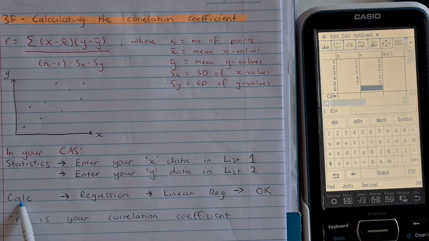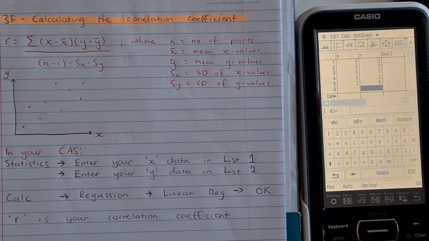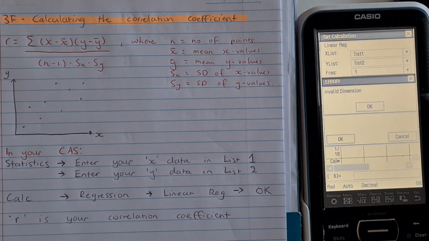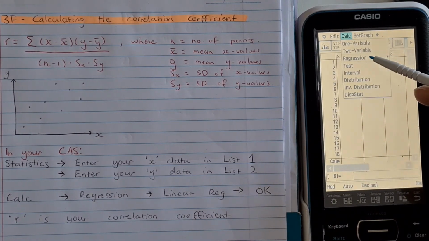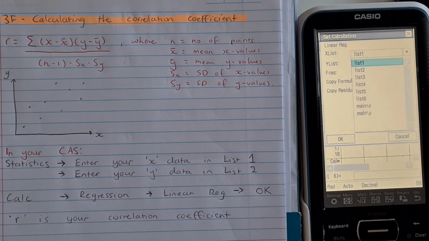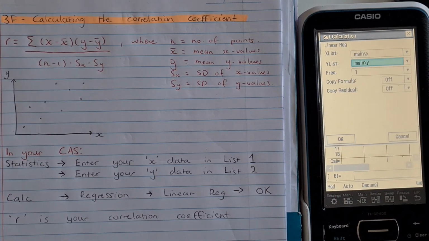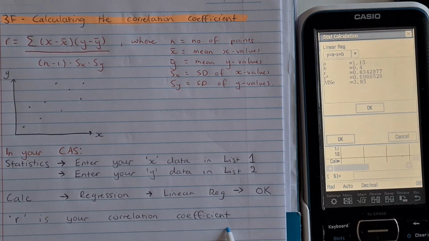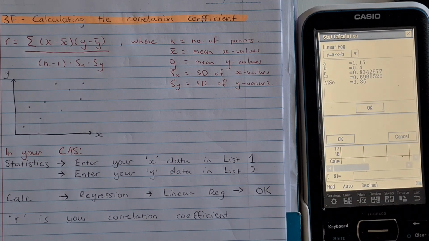Next part is we go calc up here, then regression, then linear regression, and hit OK. Oh, see, that didn't work because I've renamed them X and Y. So I want to select X and select Y. If you didn't rename them, you can leave it as list 1 and list 2. Then we hit OK. R is our correlation coefficient. So for this one, our R value is 0.83 to 2 decimal places.